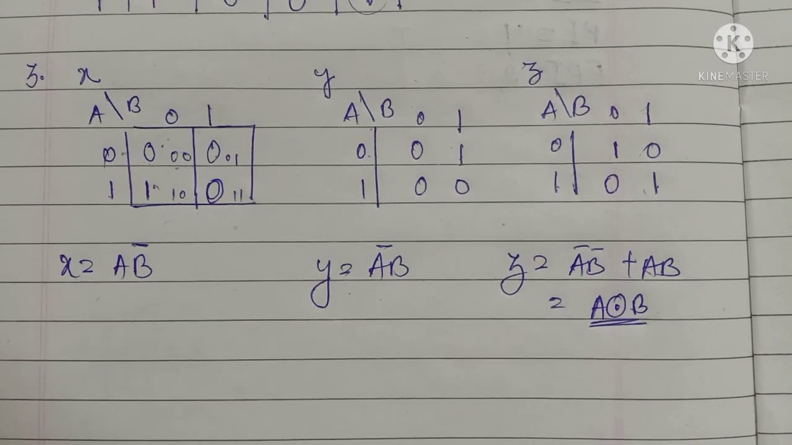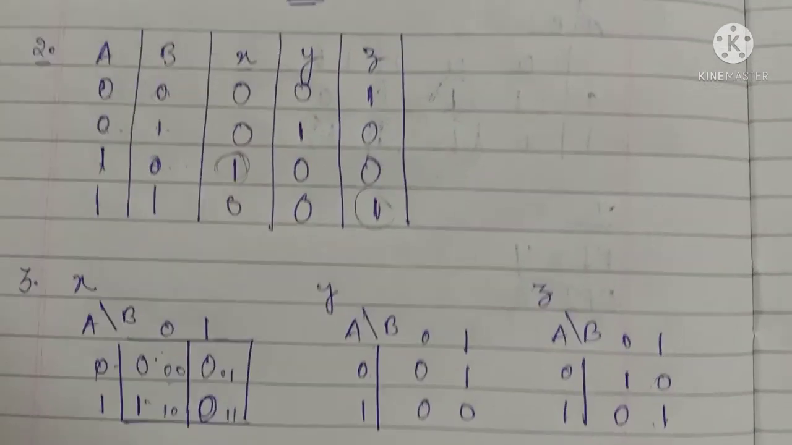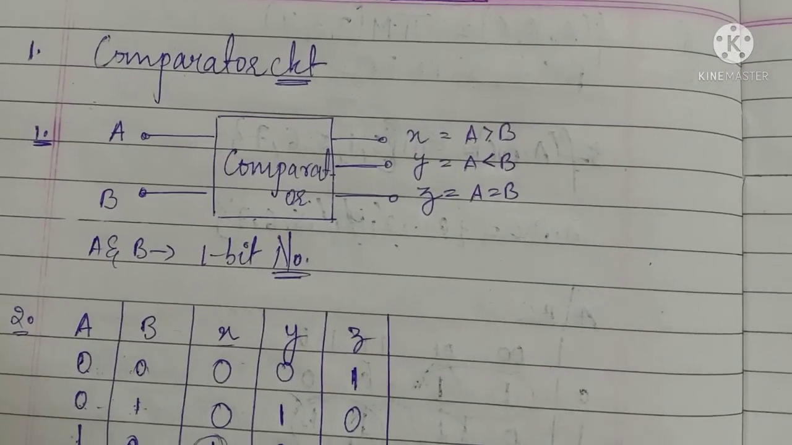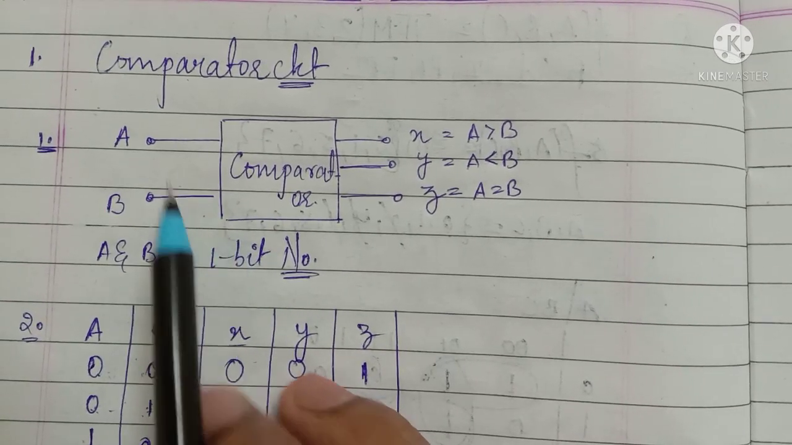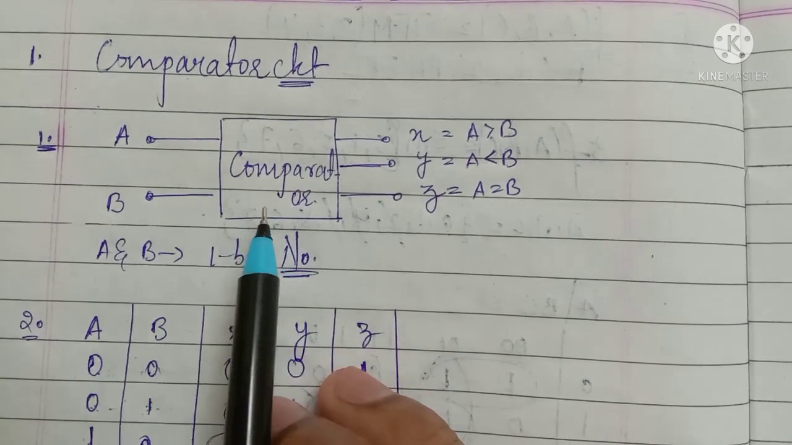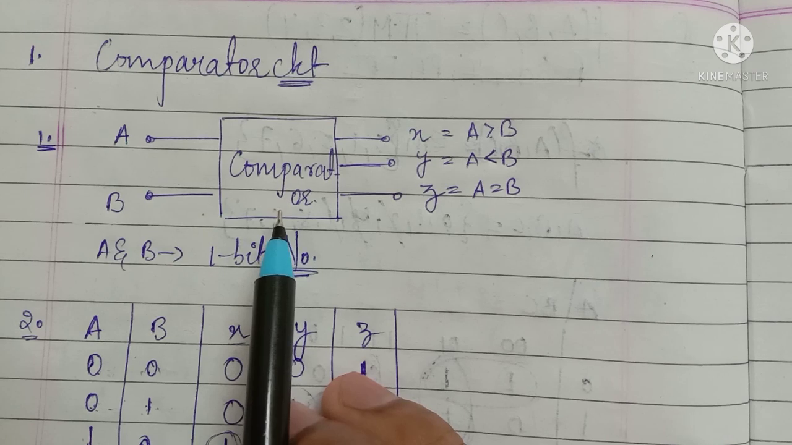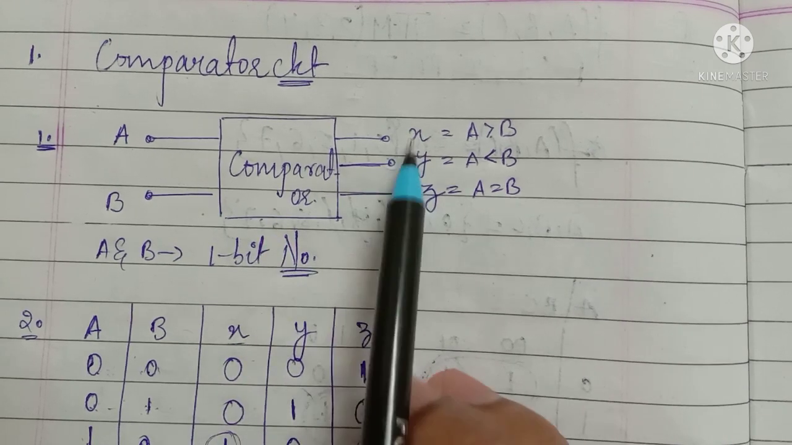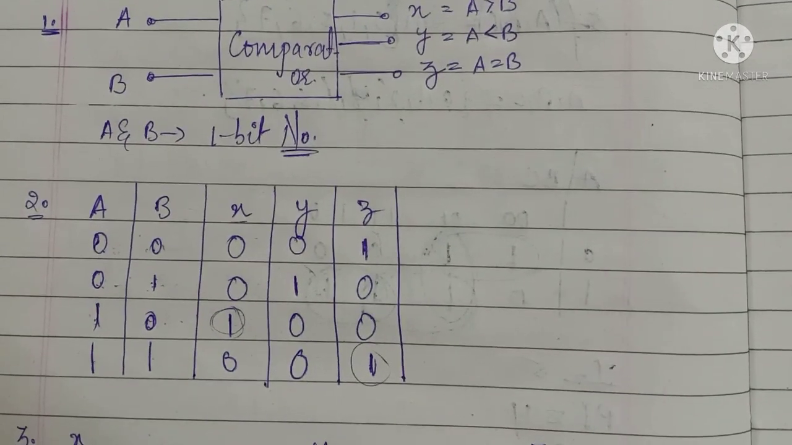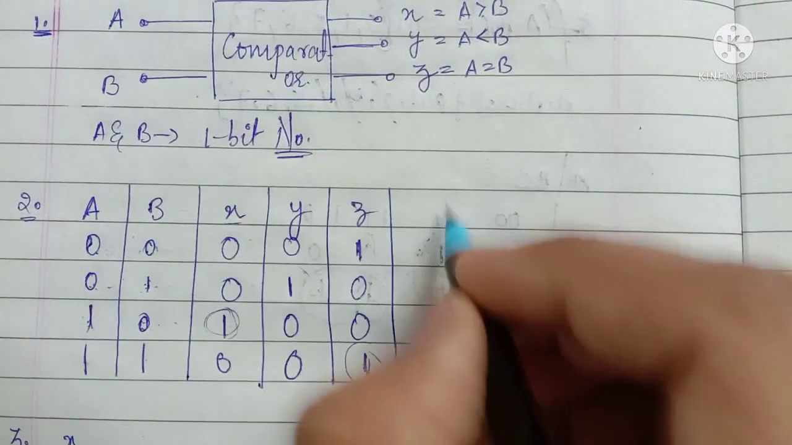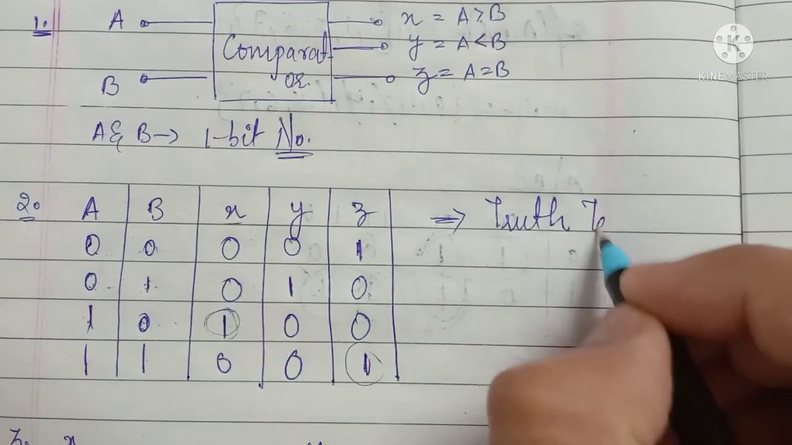You already know, right? The first step is to identify the number of inputs and outputs. The comparator compares the values. It will tell you that this is greater, this is lesser, or this is equal. The three conditions will be there, right? After that we made a truth table. That is the truth table.